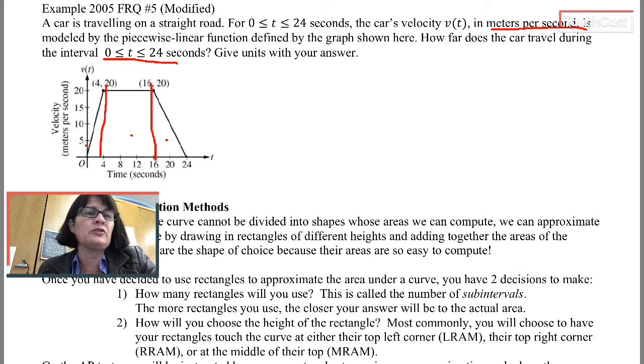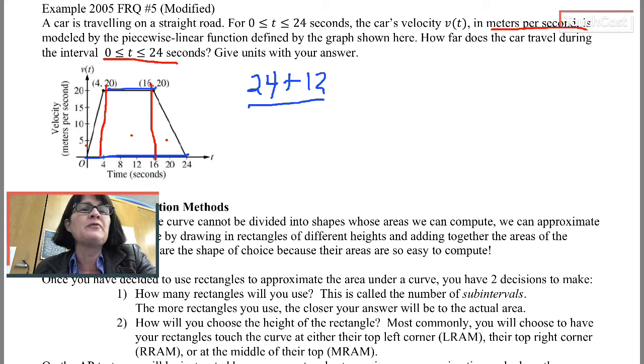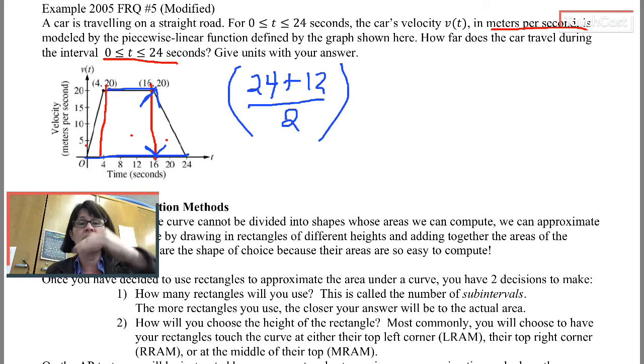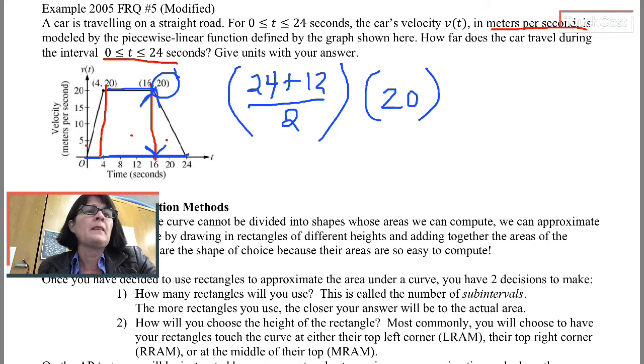So remember, to find the area of a trapezoid, I find the average of the parallel sides. So that side has a length of 24. And this side has a length of, let's see, 16 minus 4 is 12. I'm trying to find the average of those two bases, so I add them up and divide by 2. I'm going to multiply by the distance across the other direction. That's this vertical distance between them, and that's, I can see, 20. I can simplify here. That's 10.